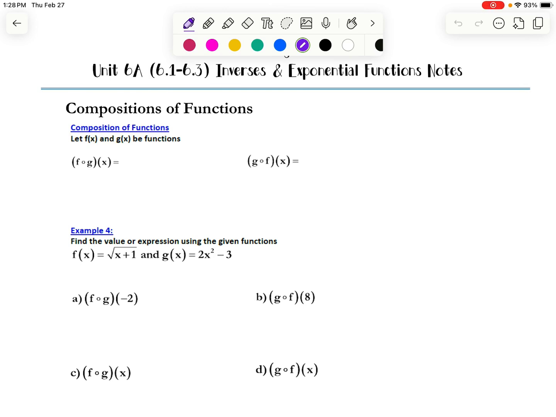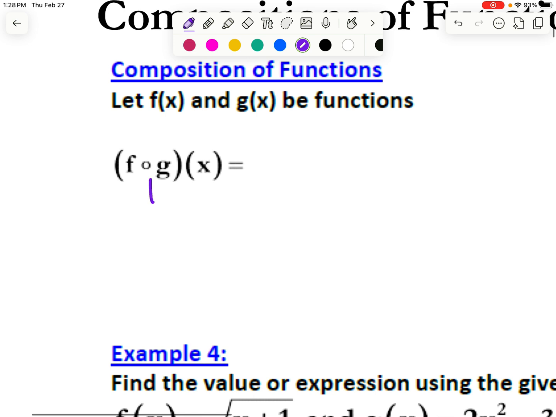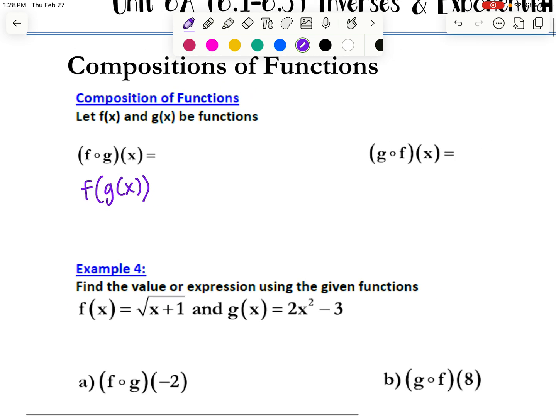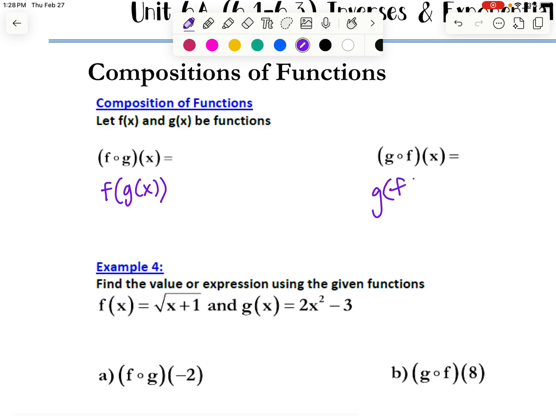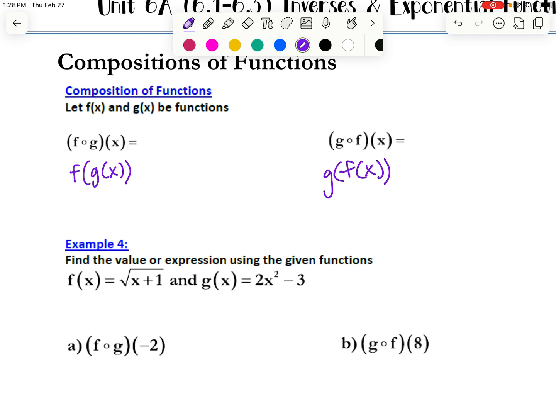Hey everyone, so today we're going to be talking about compositions of functions. This is a symbol you might see to represent this. It does not represent multiplication, it represents composition. This also can be written as f of g of x, okay? And g of f of x can be written this way. You might also hear them called Fogg and Goff as a casual way to represent this composition of functions.